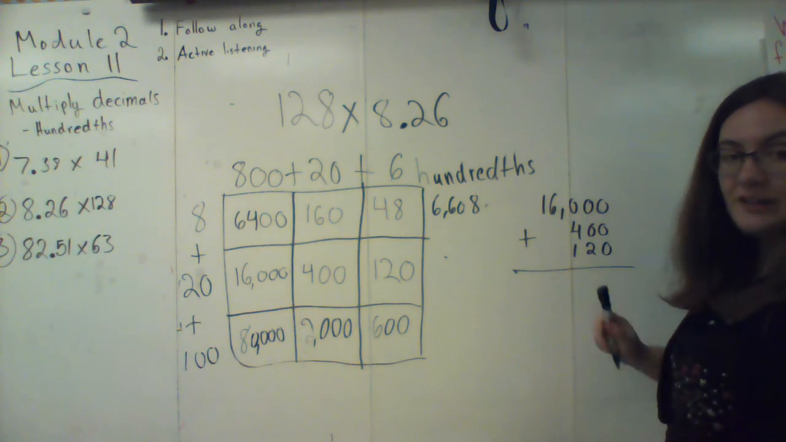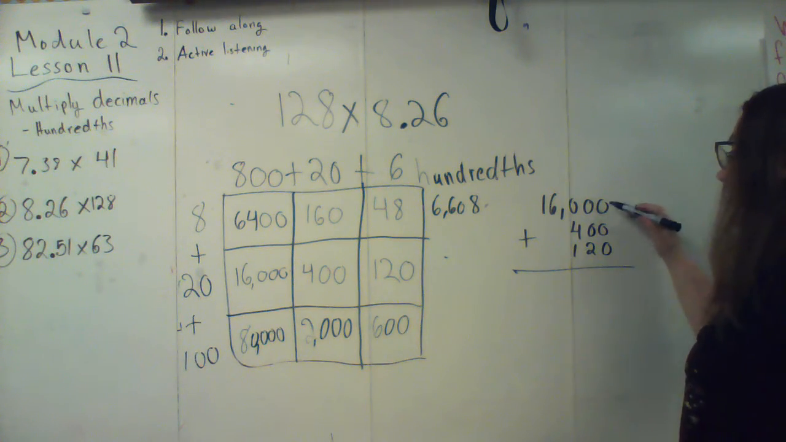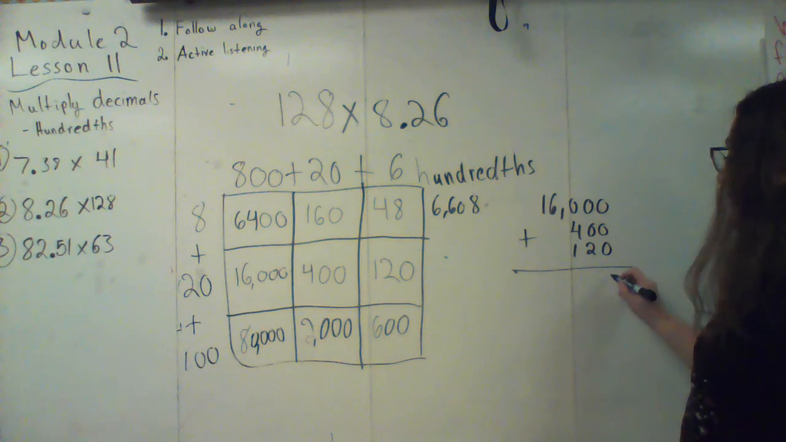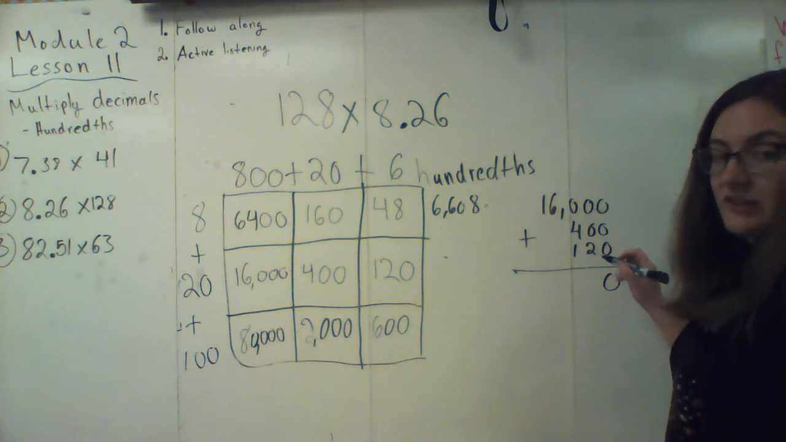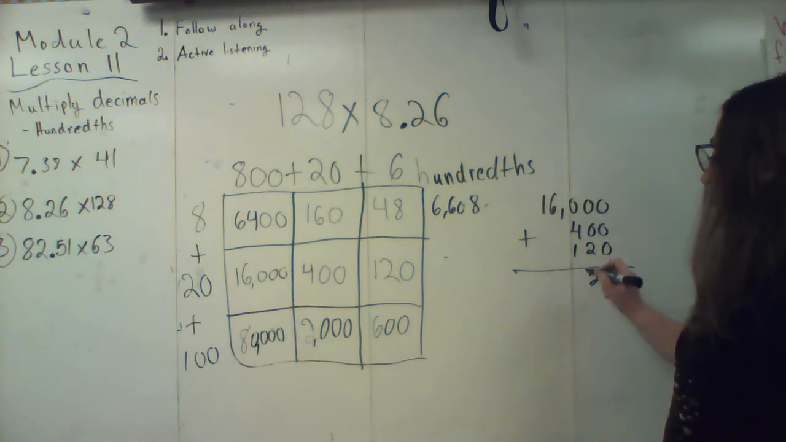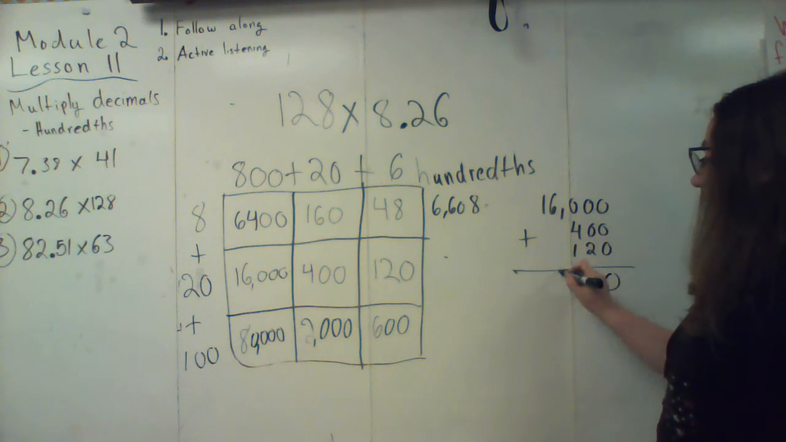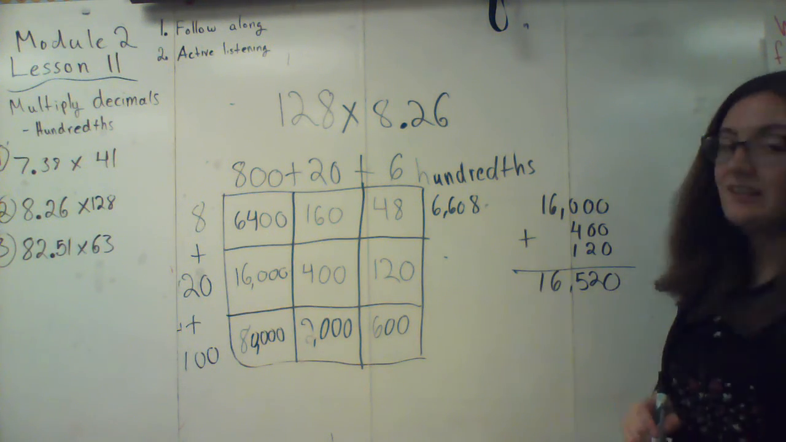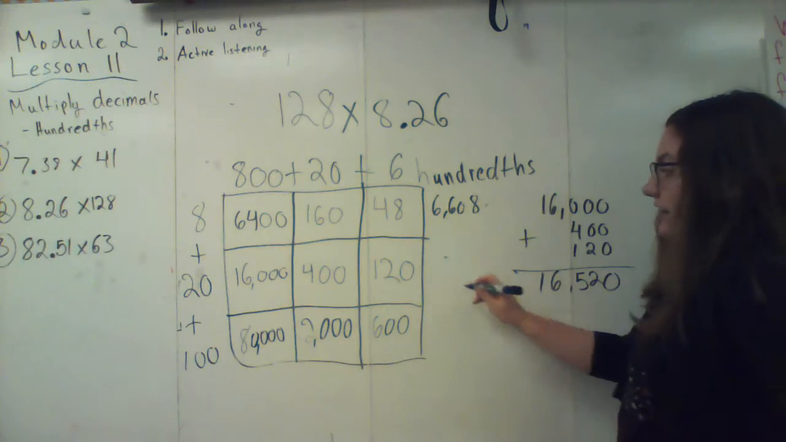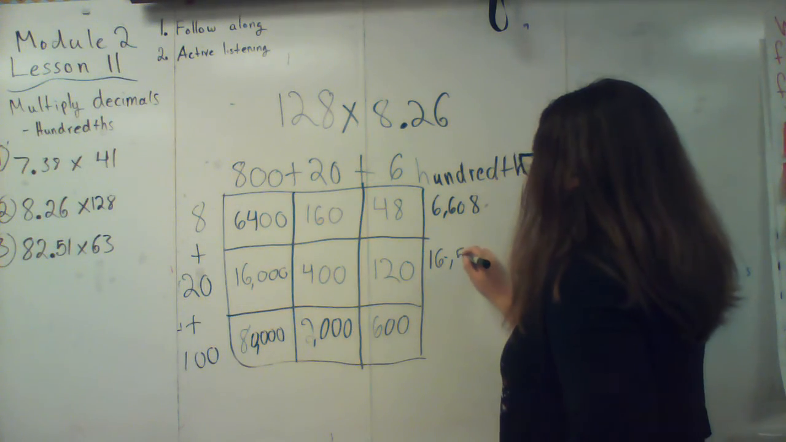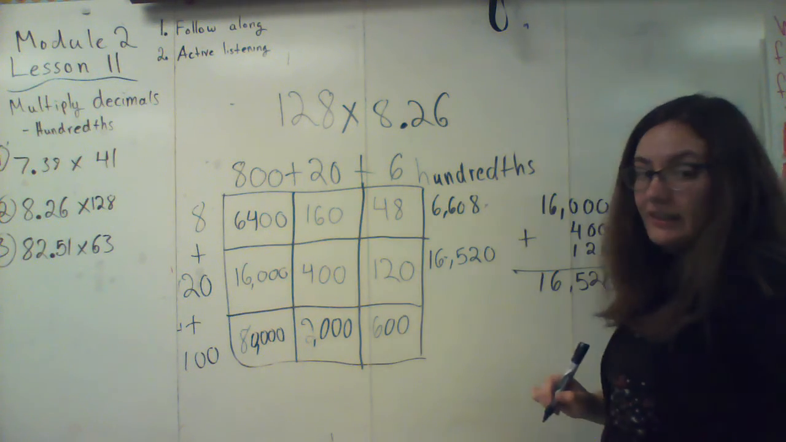Very important that your place values are lined up in this situation. So 0 plus 0 plus 0 is 0. 0 plus 0 plus 2 is 2. 4 plus 1 is 5. 6 plus nothing, 6. And 1 plus nothing, 1. So I have 16,520 as my next partial product.